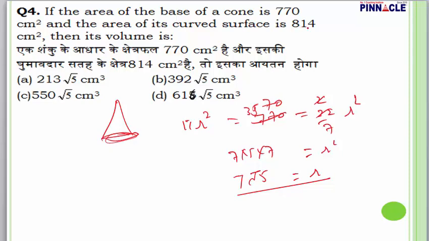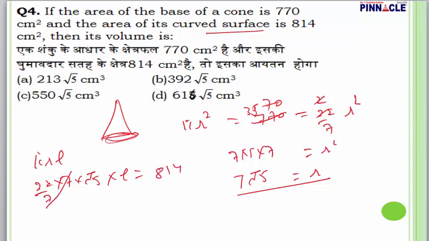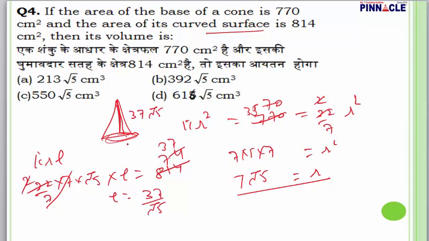Now area of the curved surface is 814, that is pi r l, 22 by 7, r is 7 root 5 and l, we have to find the value of l, and surface area is 814. So you can cancel this, and L would be equal to 37 divided by root 5. This is the value of L. Volume we have to find. We have to find the value of volume. We know this is L, 37 root 5, and we know R value is 7 root 5. Then we can find the value of h from these two expressions.